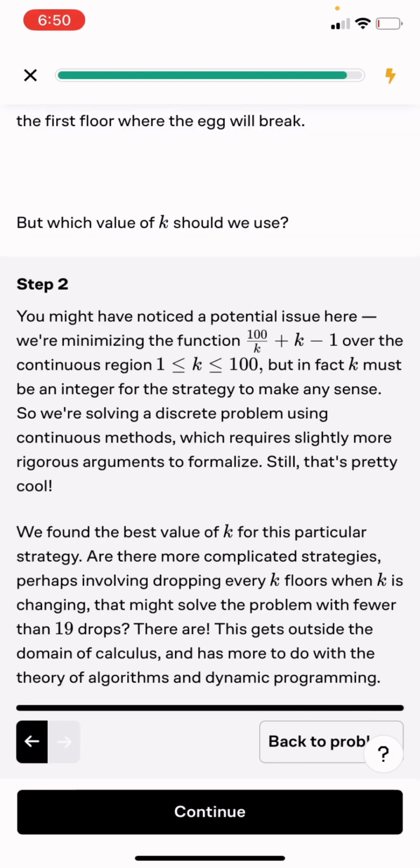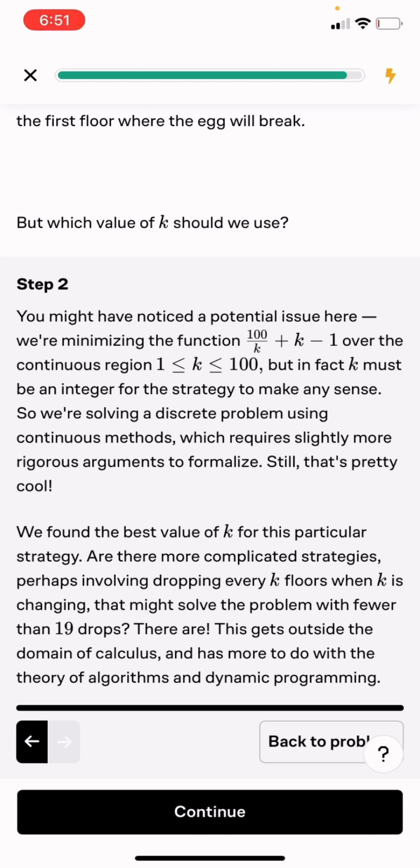You might have noticed a potential issue here. We're minimizing the function 100 over k plus k minus 1 over the continuous region of 1 less than or equal to k less than or equal to 100, when in fact k must be an integer for the strategy to make any sense. So we're solving a discrete problem using only continuous methods, which requires a slightly more rigorous argument to formalize. Still, that's pretty cool. We found the best value of k in this particular strategy.